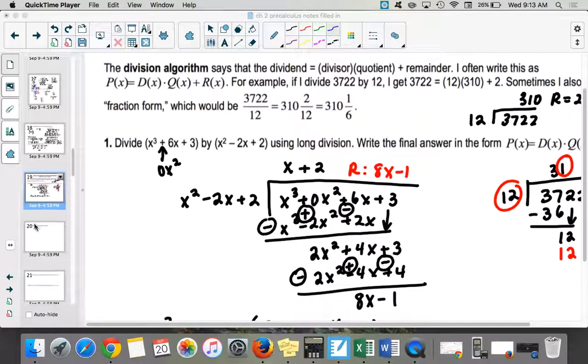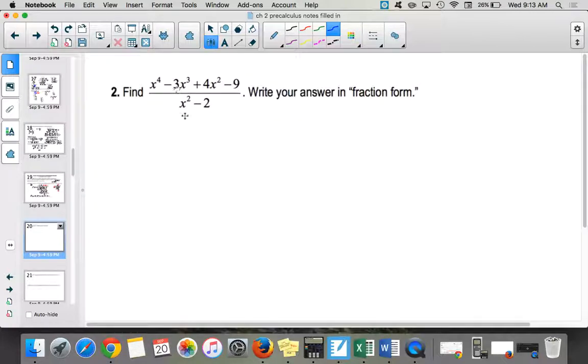All right, so that was long division. So this one says the same thing, and it says write your answer in fraction form. So again, you're looking through at the dividend and then the divisor to look to see if you're missing any terms first. Okay, so like on the top, I'm missing an x term. On the bottom, I'm also missing an x term.